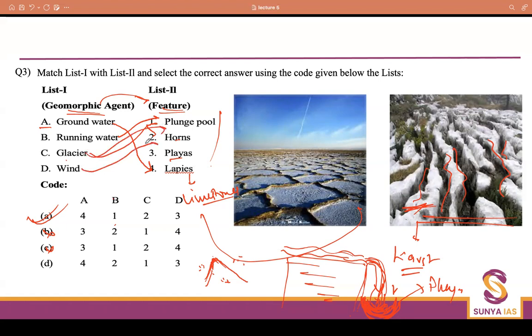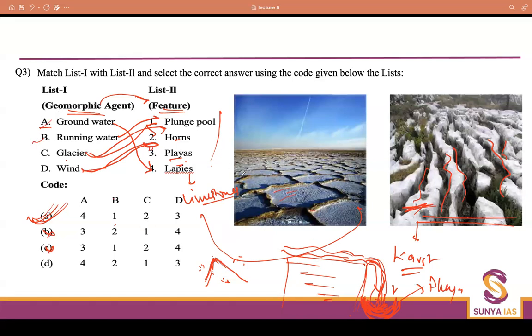Wind leftover is playas. What is a playa? This is a playa, as you can see over here. They are formed due to the erosive force of wind that removes the upper layer of terrain. So these are playas, we also have lakes. So here your D, wind, would be your playas. So the correct option is definitely option A. We found the right answer just by solving A and B.